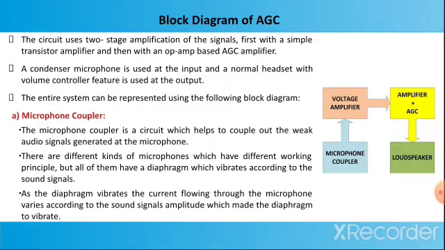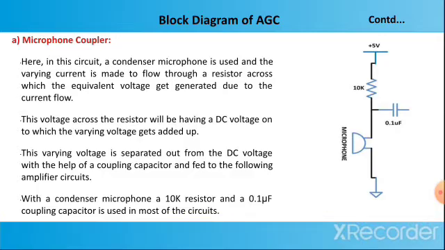First is the microphone coupler. The microphone coupler is a circuit which helps to couple out the weak audio signals generated at the microphone. There are different kinds of microphones used which have different working principles, but all of them have a diaphragm which vibrates according to the sound signals. As the diaphragm vibrates, the current flowing through the microphone varies according to the amplitude of the sound signals which made the diaphragm vibrate. Here in this circuit, a condenser microphone is used.